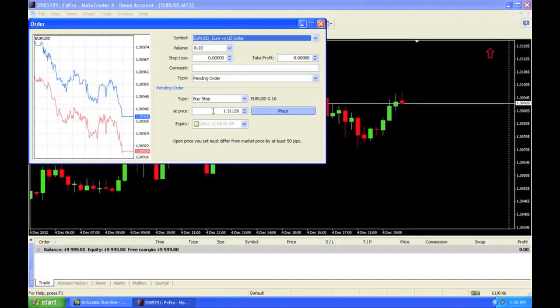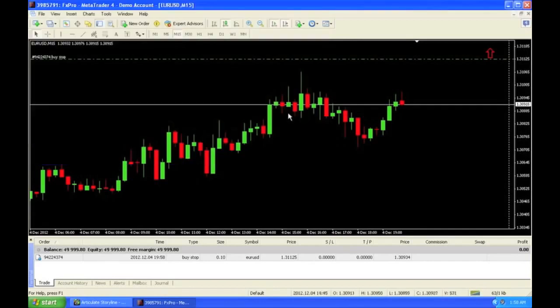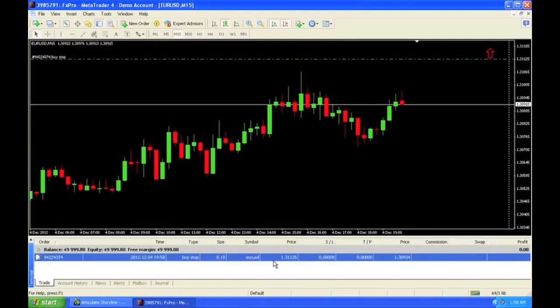Once I click it, I can set the price at 31125. Okay, 31125. Click place, and there we go. Now you can see here on my trade, there's no trade actually running. There is a buy stop entry though, which means once the market reaches this area, a buy is executed.